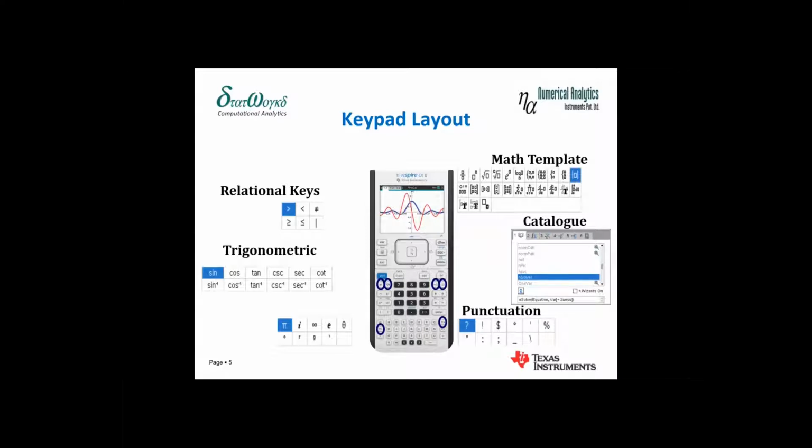So this key is majorly used if we are not finding any command, or if we don't know where it is in the menu option, then we can use this catalog key. And also it provides the syntax for that particular command. Let's say you are going for nsolve. So you can see for nsolve, you need to write the equation, put comma, and write the variable of that particular equation. So this is how you can use the catalog key as well.